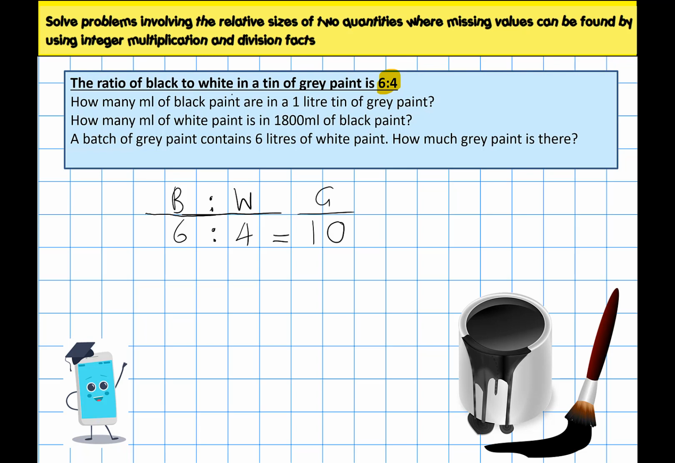How many millilitres of black paint are in a 1 litre tin of grey paint? So we're going to imagine that these units here are all millilitres. So we want to go up to a 1 litre tin of paint. Now 1 litre is equal to 1,000 millilitres.